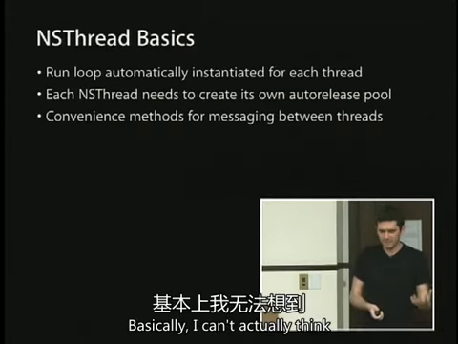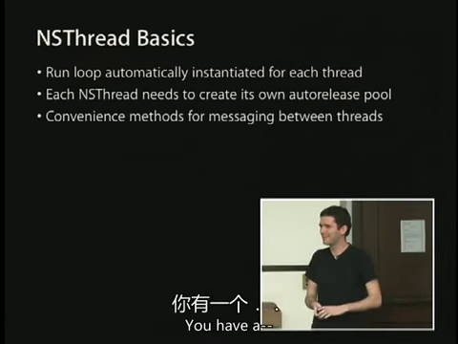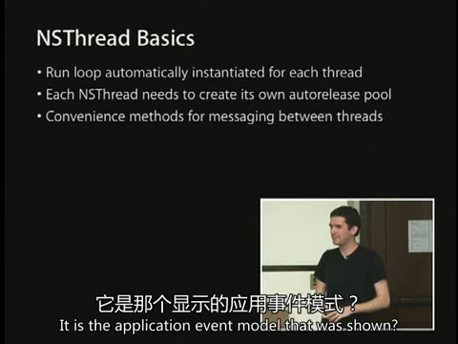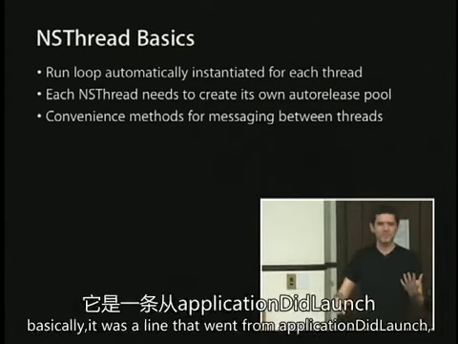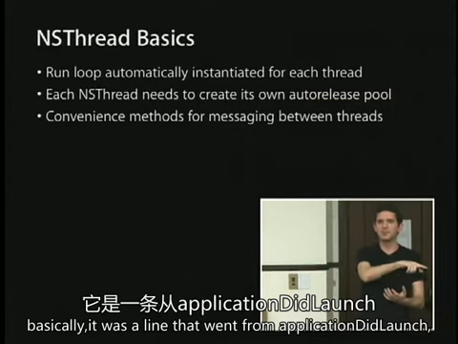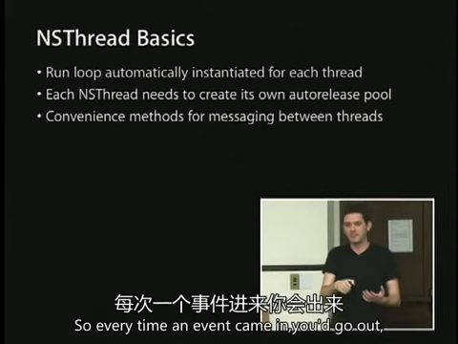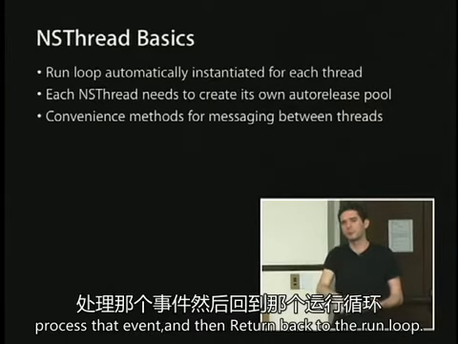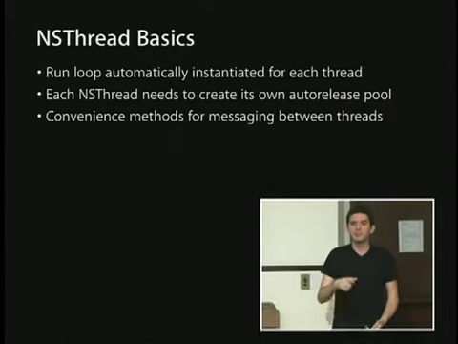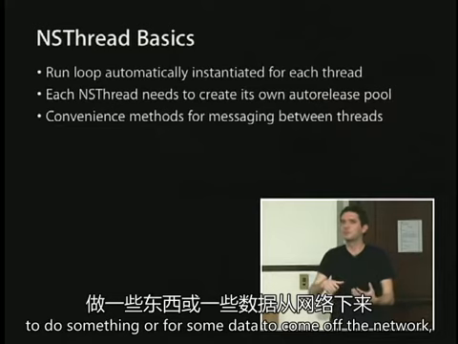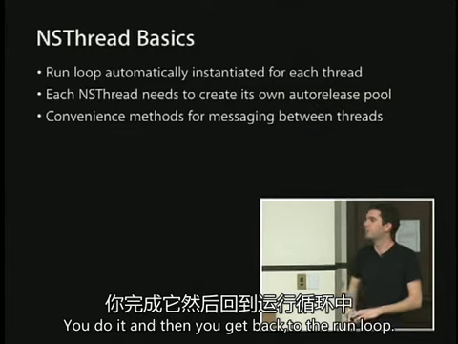Basically, I can't actually think of a concise explanation for what a run loop is. There's the application event model that we showed early on in some of the early slides, a model that basically was a line that went from application did launch back to the run loop, and then it looped in there processing events. So every time an event came in, you'd go out, process that event, and then return back to the run loop. It's where your application spends most of its time. Usually you're sitting in the run loop waiting for the user to do something, or for some data to come in off the network, something that would kick you out to do some processing. You do it, and then you get back to the run loop.